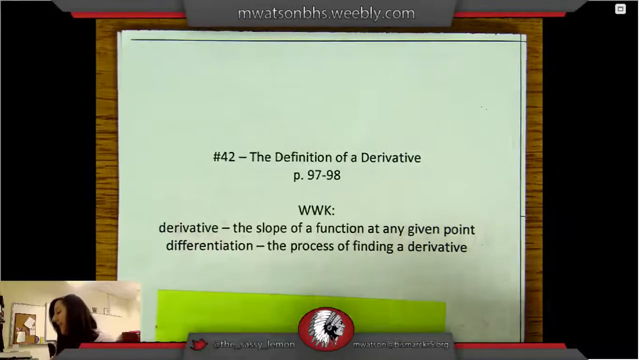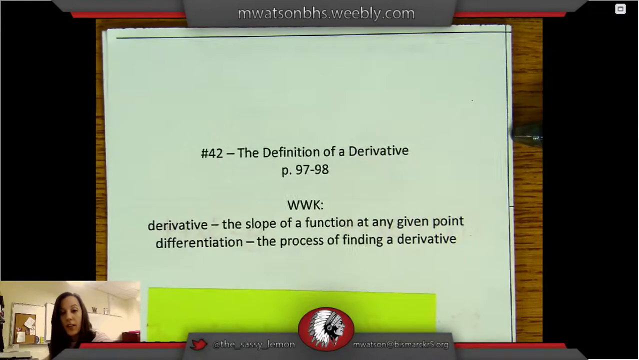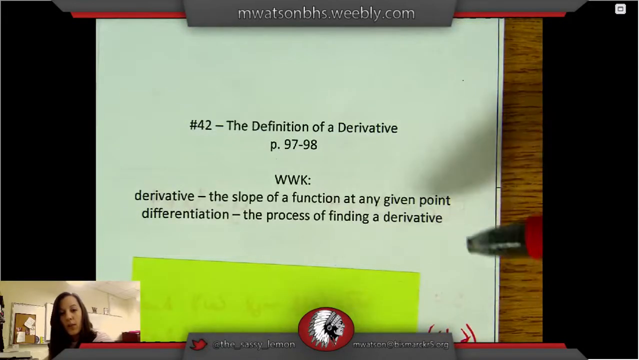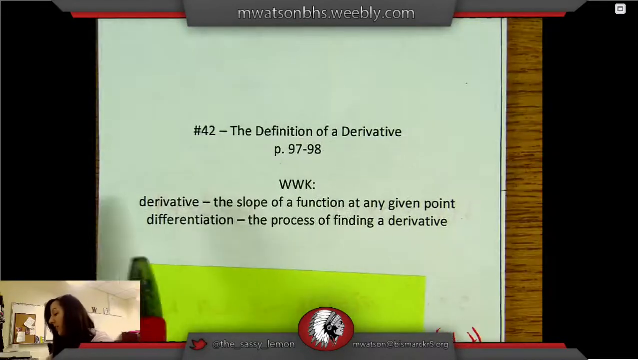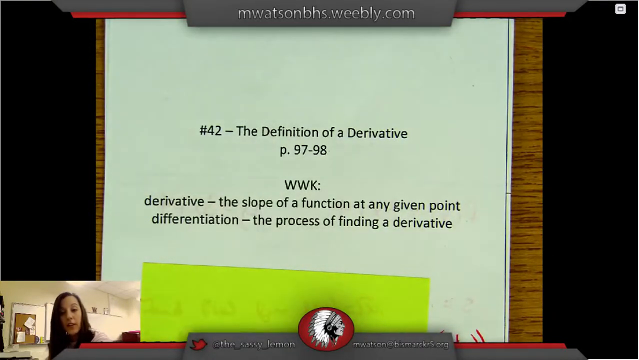So in today's lesson, we're going to be learning about the formal definition of a derivative. And in your words worth knowing, I gave you a general definition of a derivative. It just means the slope of a function at any given point. So we worked with this a little bit yesterday where we had the parabola and we approximated the slope of the tangent line at the point (2, 4). And so that's what a derivative does for you.